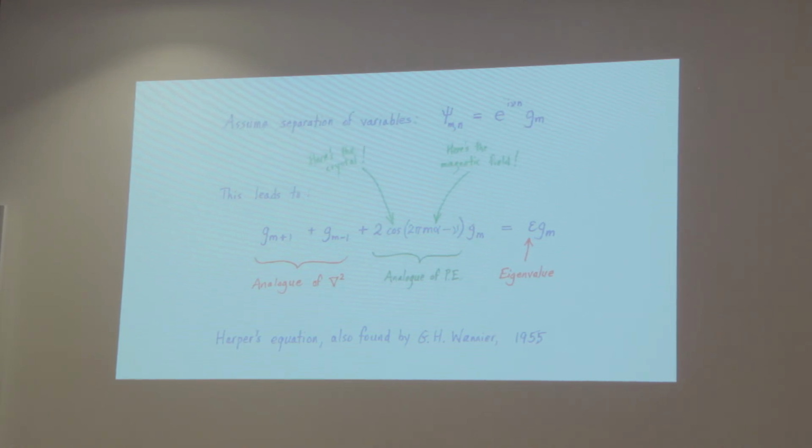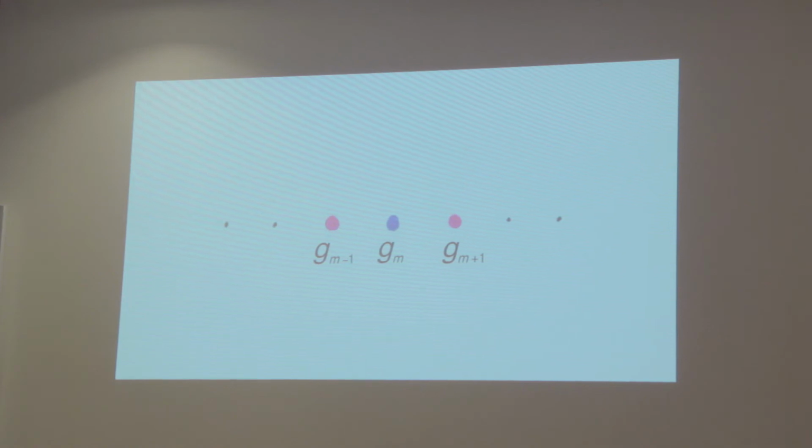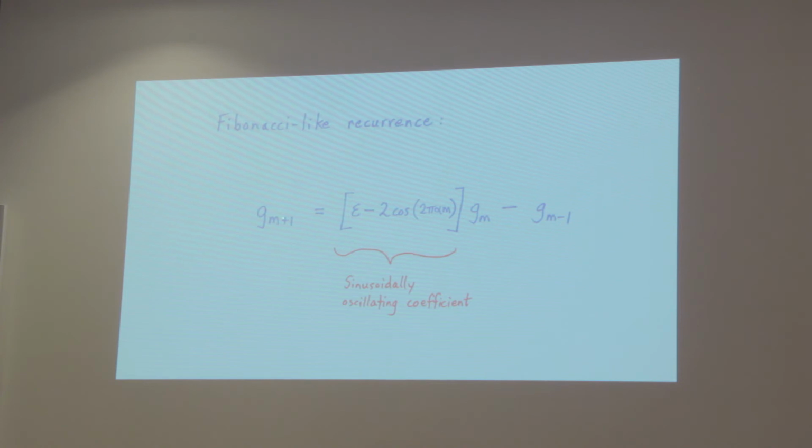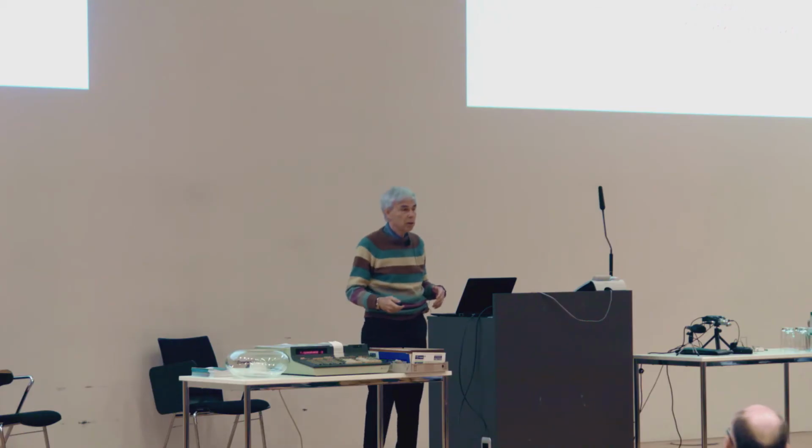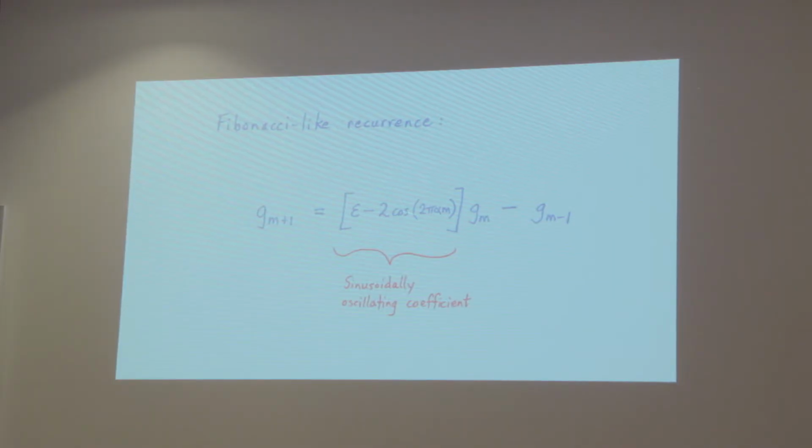It was also found by Wannier in about 1955, although he never published it. So it relates just this point to its two neighbors. And so if we rewrite it in this fashion, we can say that it's a difference equation that creates g_{m+1} out of g_m and g_{m-1}. And it's kind of like a Fibonacci sequence. If this were a constant, then it would be very much like a Fibonacci equation. But it's not a constant.